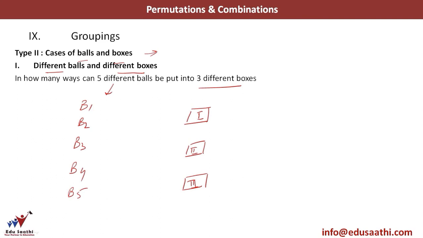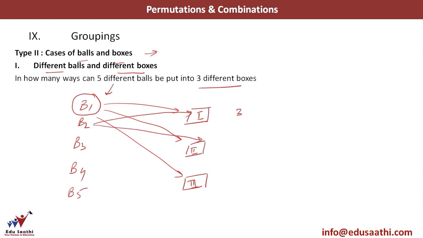Okay, let's take this ball number 1. How many options does this ball number 1 have? Either it can go in the first box, or it can go in the second box, or it can go in the third box. So it has 3 ways. Similarly, the second ball B2 also can go in the first box, the second box, or the third box. So again I have 3 ways. Similarly for ball 3 I will have 3 ways, for ball 4 and also for ball 5.